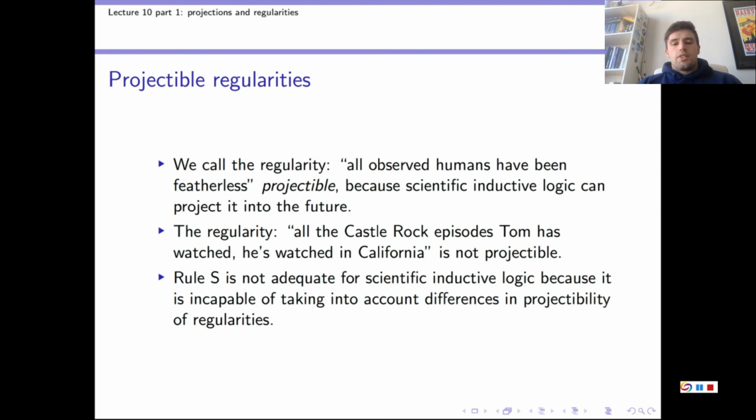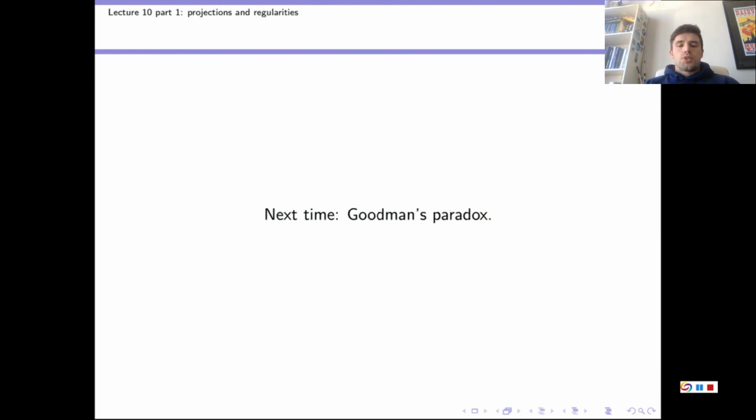Some regularities are highly projectable, some are only kind of projectable, somewhere in the middle, and some are just not projectable at all. So we'll talk more about just how unprojectable a regularity can be next time, where we'll look at Goodman's paradox.